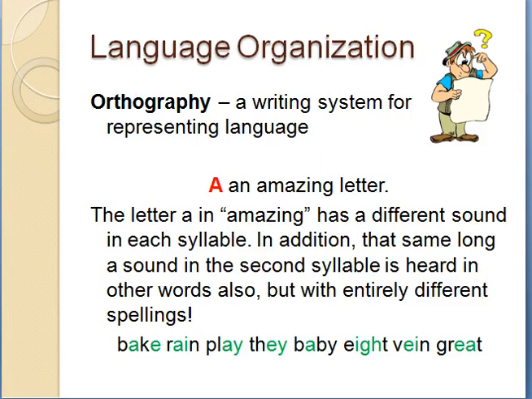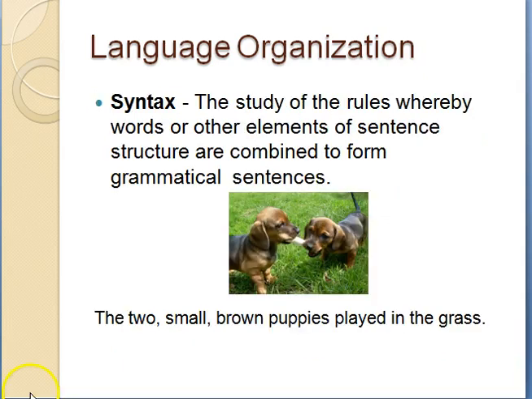Orthography is the writing system for our language, and at times it can be quite confusing. Take, for example, the letter A. The letter A has two different sounds in the word amazing. It has the schwa sound, almost like a short U sound, in the first syllable, and a long A sound in the second syllable. What makes it even more confusing is that given that single long A sound, there are basically 8 different combinations of letters or spellings that can make that sound, as seen in the words bake, rain, play, they, baby, ate, vein, and great.